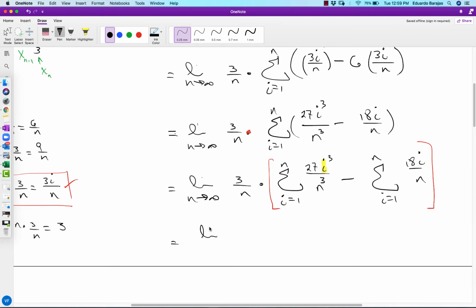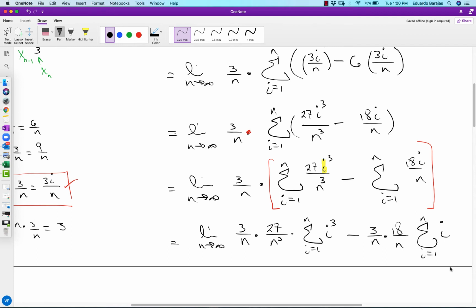This is equal to the limit as n goes to infinity of 3 over n times, I'm going to pull out the 27 over n to the third power times, and this will be the sum as i goes from 1 to n of i cubed minus, and then again pull out the 18 over n, and then this 3 over n applies to that one too, so I'll put a 3 over n times 18 over n, and then the sum as i goes from 1 to n of i.